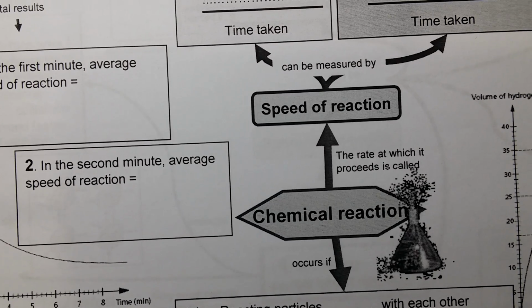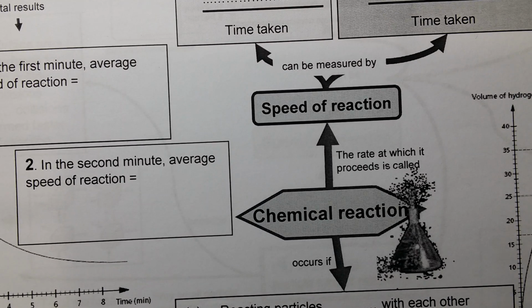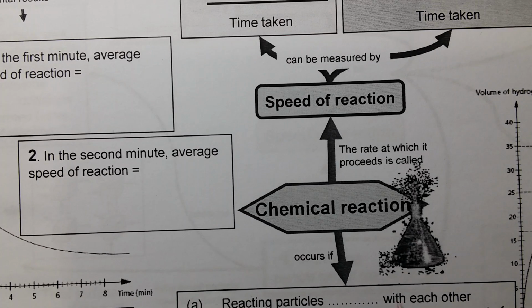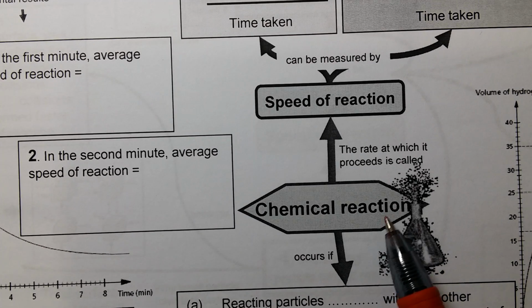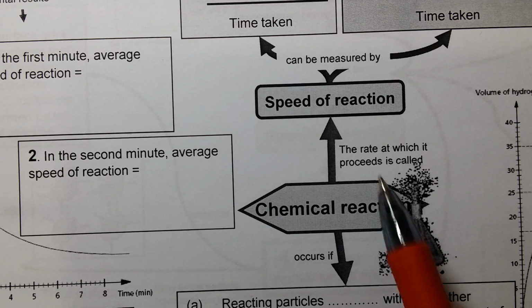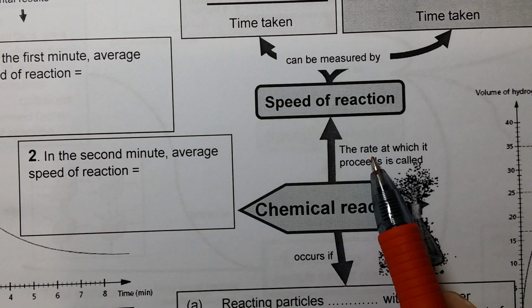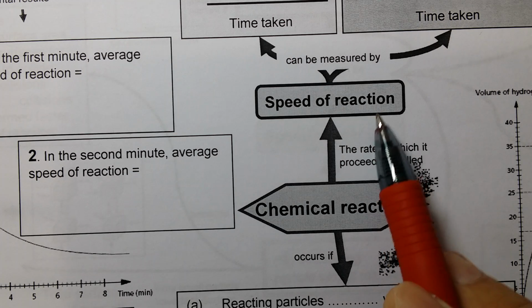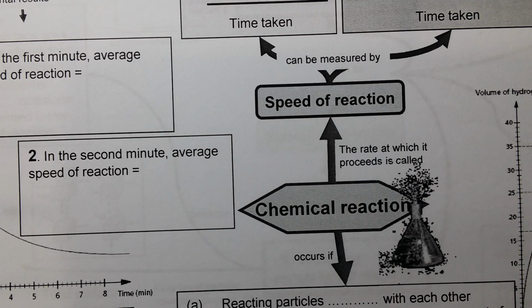Okay, this is the mind map for the chapter on speed of reaction. Now, the rate at which a chemical reaction proceeds is called the speed of reaction. So when you see the word rate, that means how fast it is, or per unit time. That is rate. So speed of reaction is also known as rate of reaction.